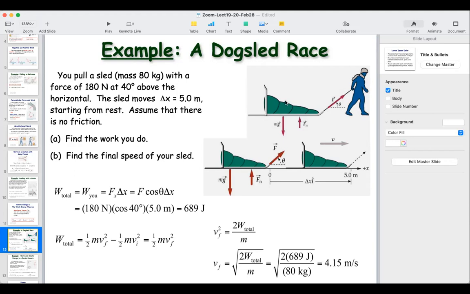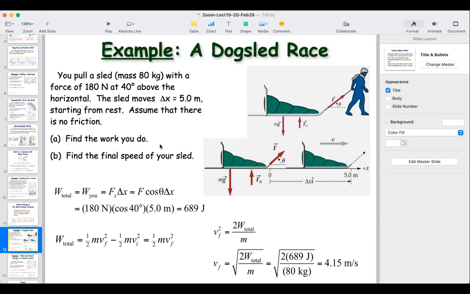Okay, so this is the picture. It shows a normal force, it shows the weight, and then it shows the force with a certain angle that we know is 40 degrees. Here it shows the initial position and the final position. So we have a delta x in this direction. We start from rest, we assume that this is 0, and it moves 5 meters. So the final position is 5 meters in this direction.